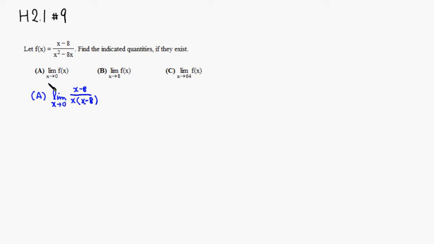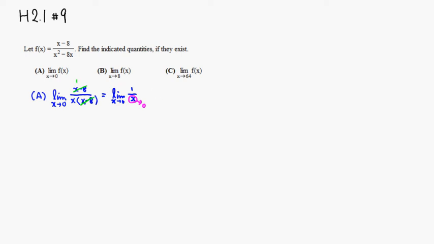This is kind of nice because we can cancel x minus 8 on top and x minus 8 on the bottom, so you would have 1 on top. So you will have simply the limit as x approaches 0 of 1 over x. Then you can see that as x approaches 0, the denominator goes to 0 and the numerator is 1, so it's 1 over 0. So in this case the limit does not exist.